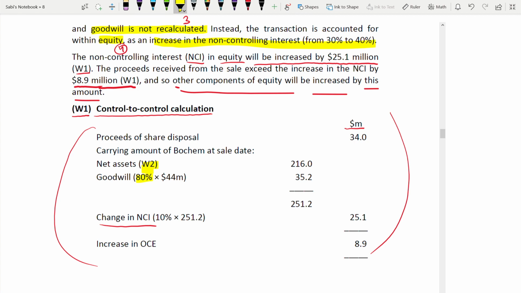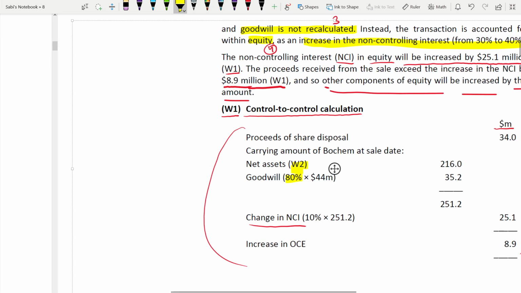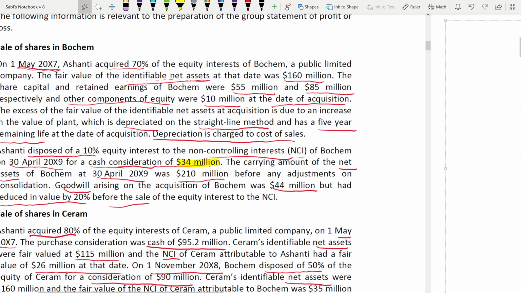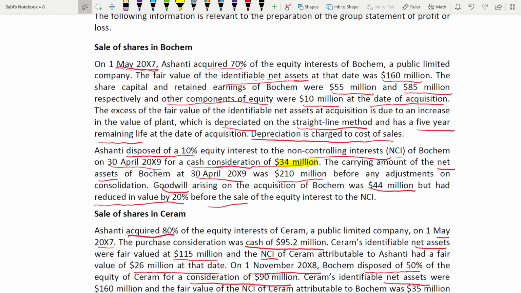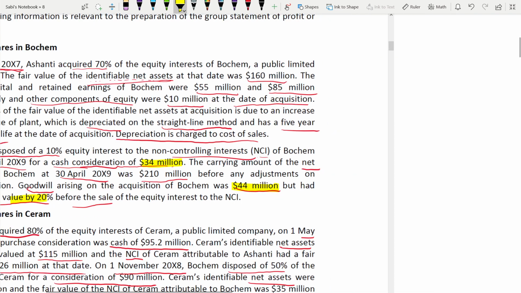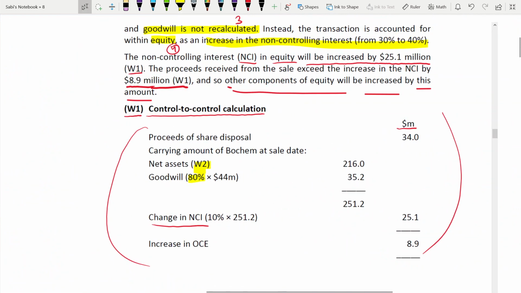Okay, think. Why is it 80%? Till then, let me take you to the goodwill. Because goodwill was 44 million, right? But they reduced it in value by 20%. So after reduction, what is left is 80% only. That's why 80% of 44 million is the goodwill. No impairment is there, right? So 80% of 44 is the goodwill.